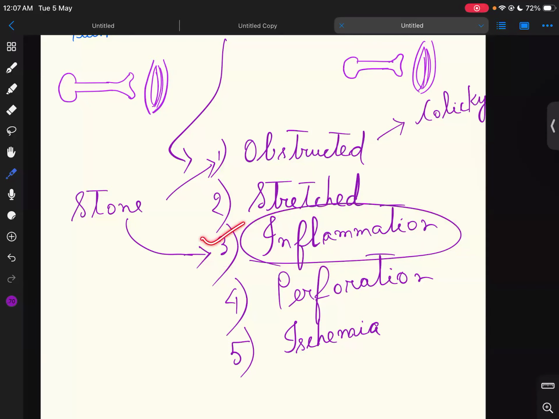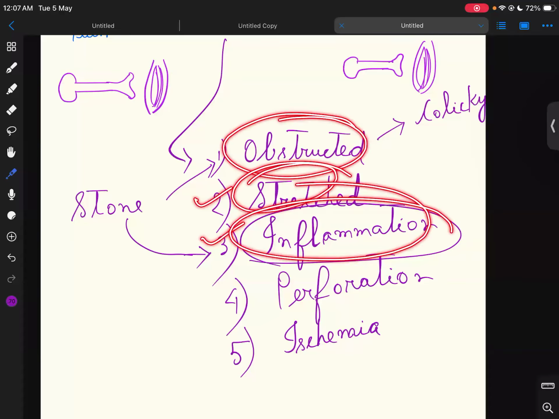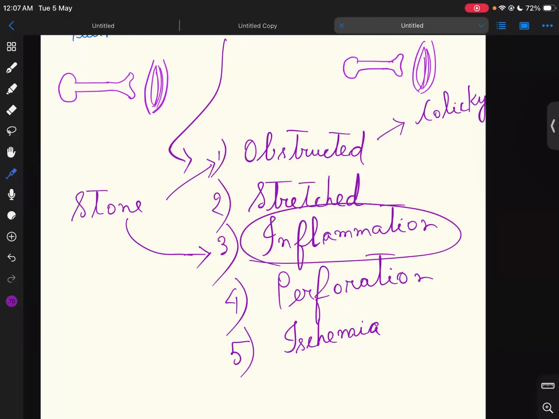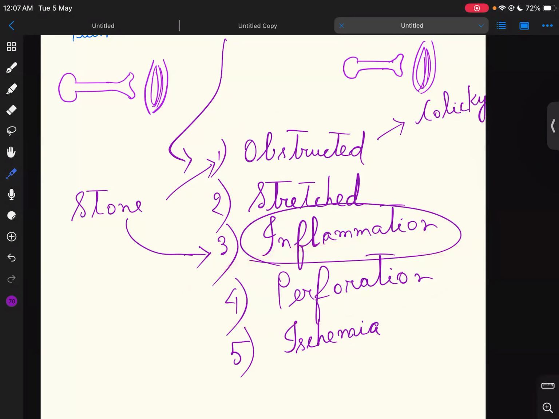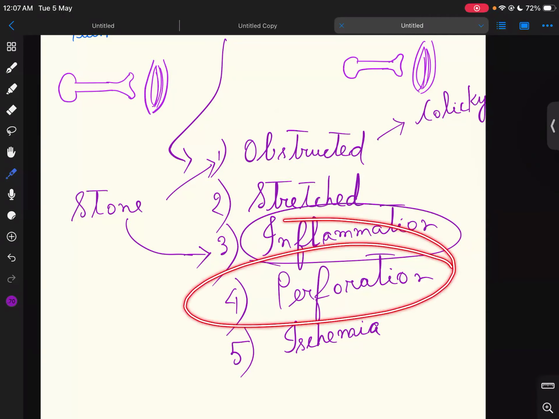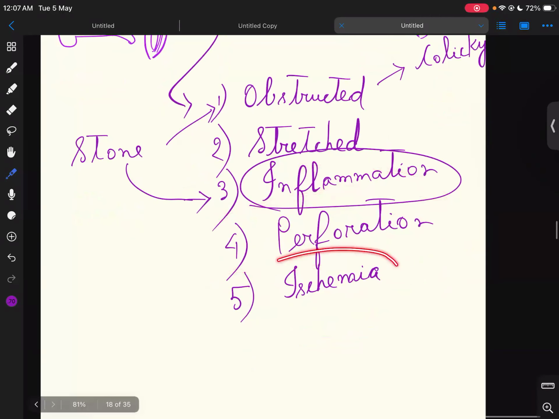So these are the causes of pain, 1 to 3, that is obstructed, stretched, and inflamed. Visceral pain can be caused due to perforation also. We all know that if any gas-containing hollow viscus gets perforated, then the bowel content will leak out and it will cause pain, causing irritation of the whole bowel wall, of the whole internal organ. So this is another type of pain. The last type of pain is ischemia.